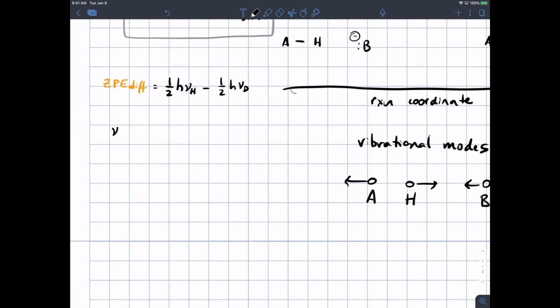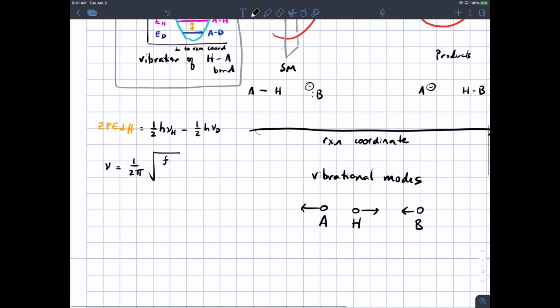And we've said that that frequency equals 1/2 pi times the square root of force constant. And we're going to say this is the force constant of our starting material because we've taken the slice of our starting material. And then we're going to divide that by the reduced mass for the proton. Okay?